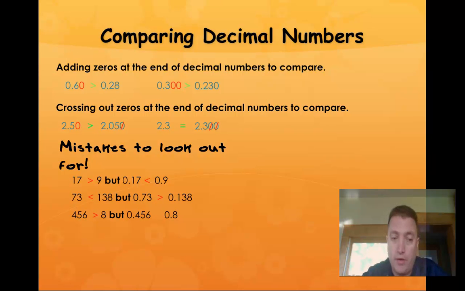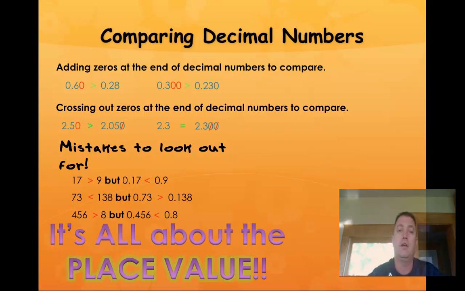Finally, 456 is greater than 8. However, 456 thousandths is less than 8/10. All right? It's all about the place value. You just got to remember that. Really important, okay? Place value in decimal numbers is the key. The closer it gets to that decimal, the more it's worth.